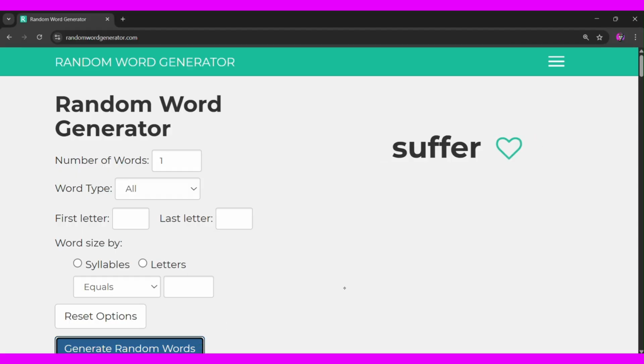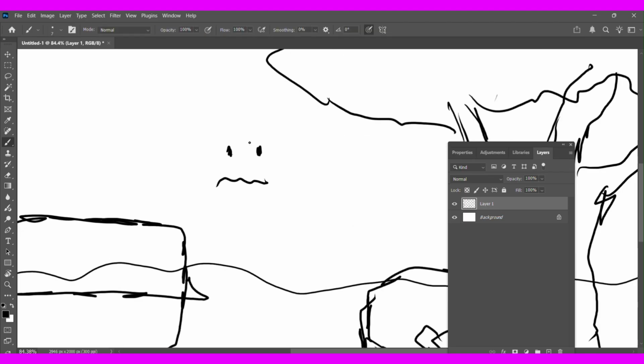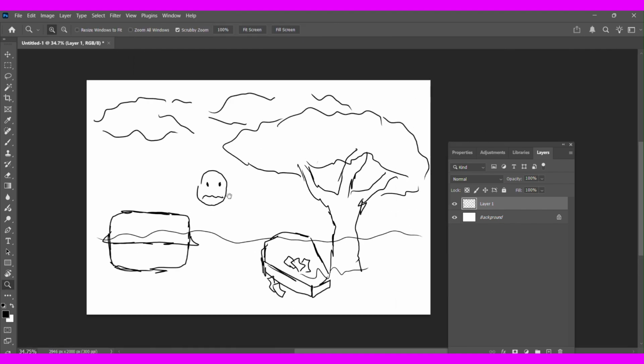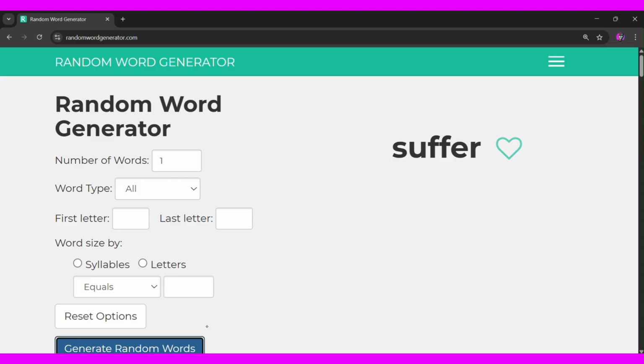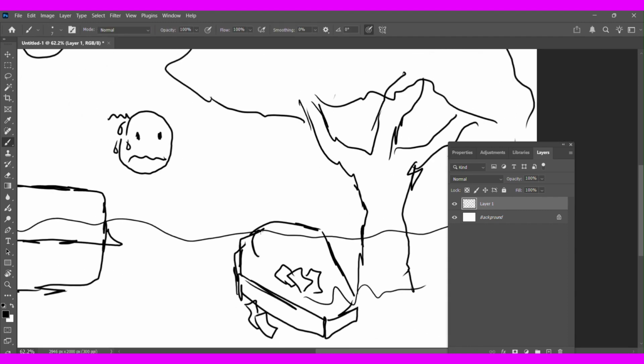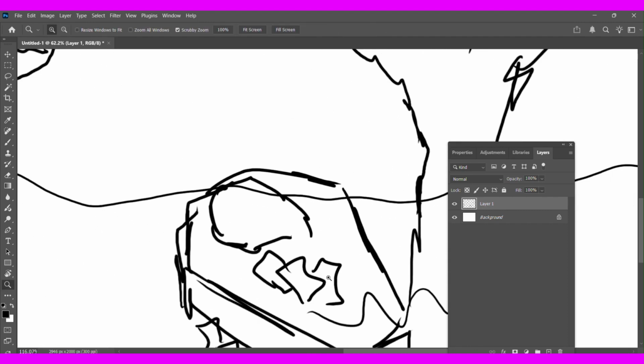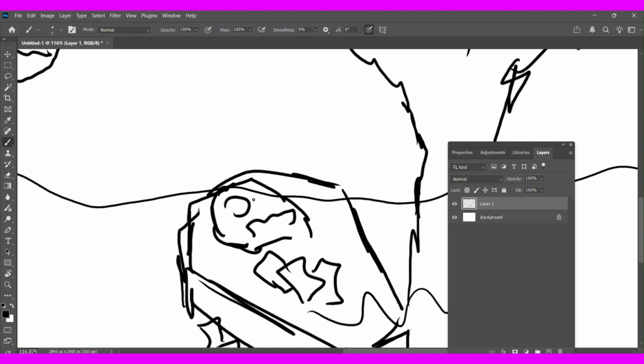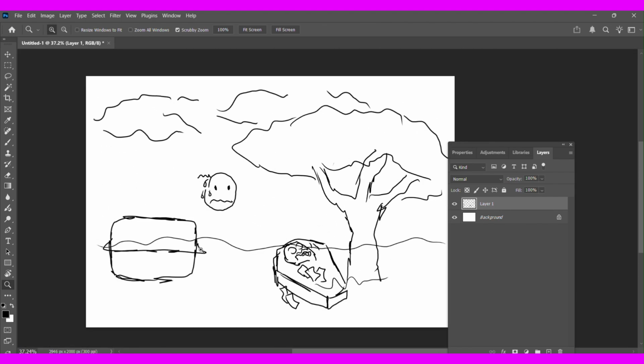Next is suffer. It's time to start on the characters. I'm drawing our hero who is suffering from a panic attack. The seventh word is voice. I'm drawing the second character in the coffin. He's also a victim of something, but he's alive, since you can hear his voice. It's kind of hard to show voice in drawing.